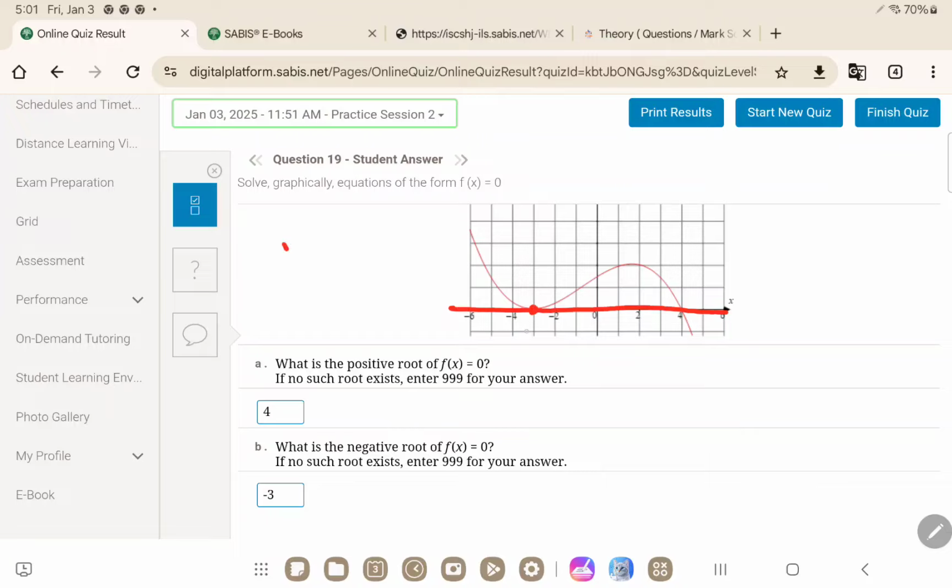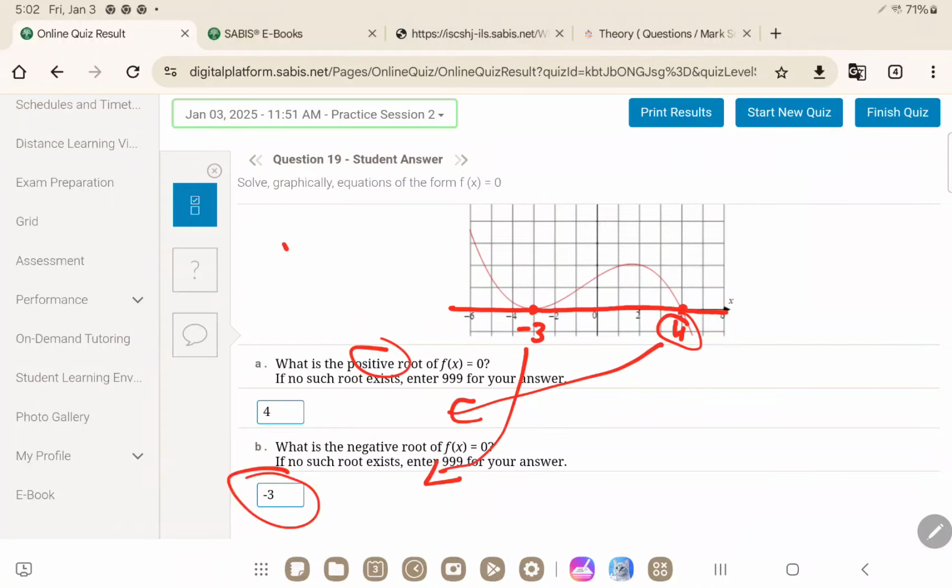They're touching here, it's at negative 3. And again they're touching here at 4. The positive root is the one that has a positive sign, so 4. And the negative root is the one with a negative sign, so 3, or negative 3, I mean. So that's it for your answer. And if you didn't have a negative one or if you didn't have a positive one, you type 999.